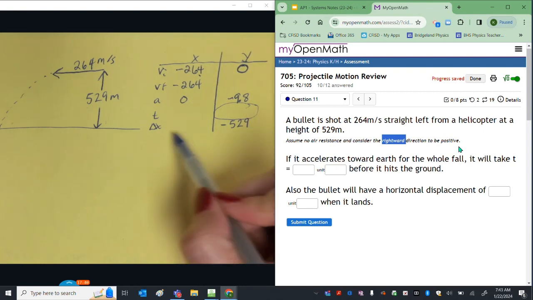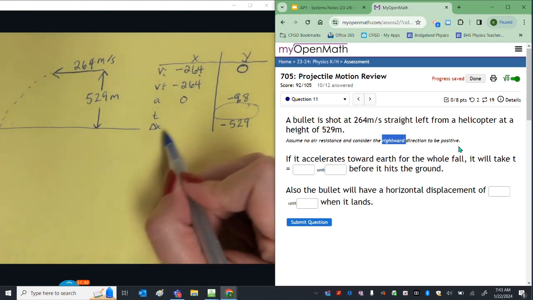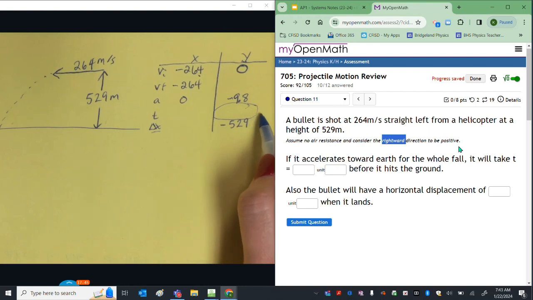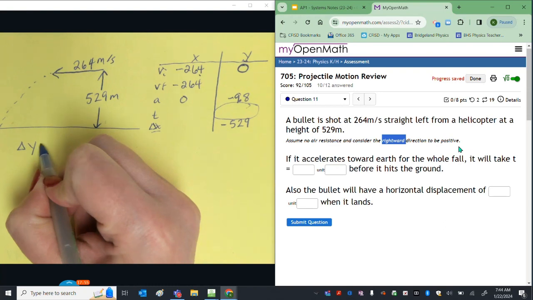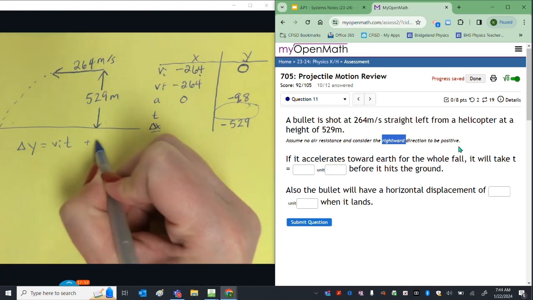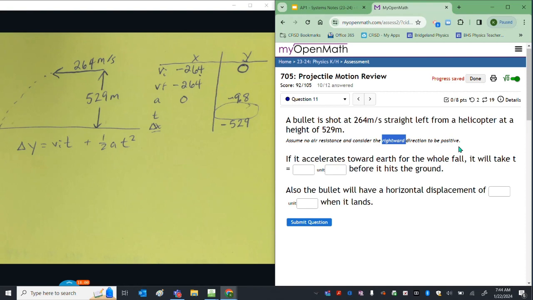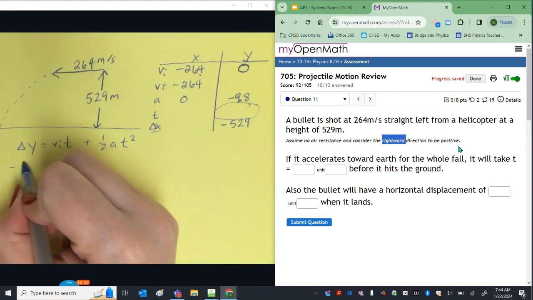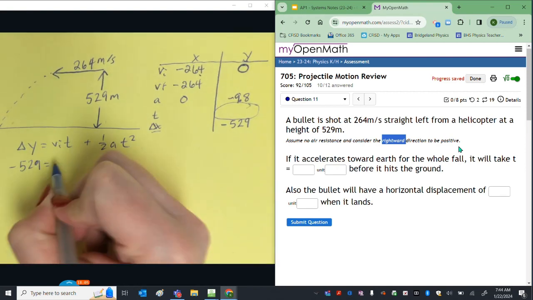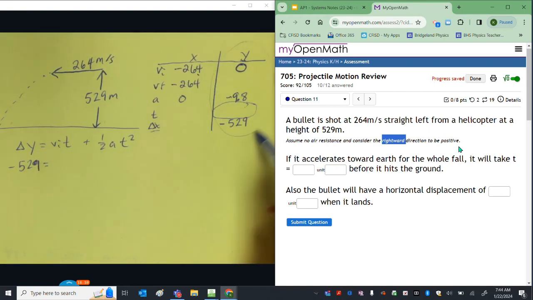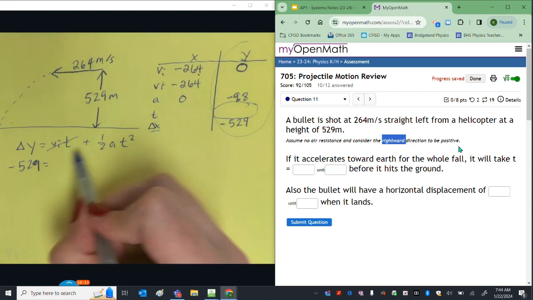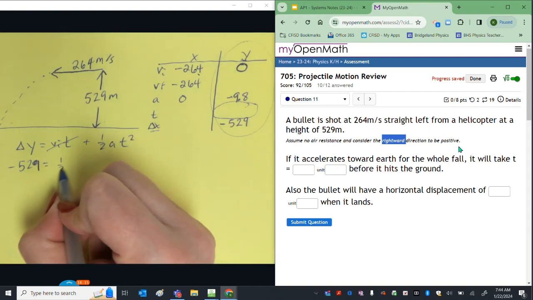I don't have enough information here. I can't solve for time without this. So if I want to find time over here, I have VI, A, delta Y, and I'm looking for T. I'm going to use this equation: delta Y equals VI T plus 1/2 A T squared. Again, delta Y will be negative 529. That initial velocity vertically is 0. Remember, I'm only using numbers from this side. So that whole term is going to go away because that's going to be 0 plus this. So I'm just going to write this part.